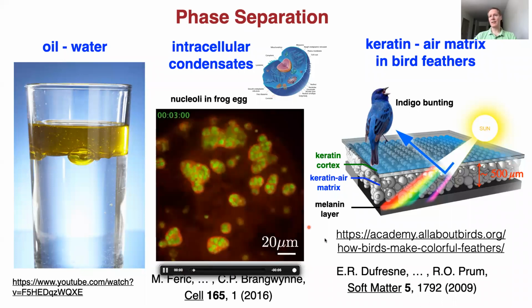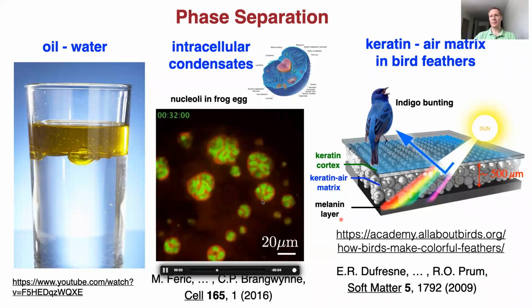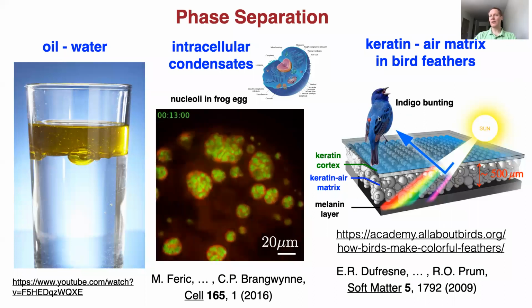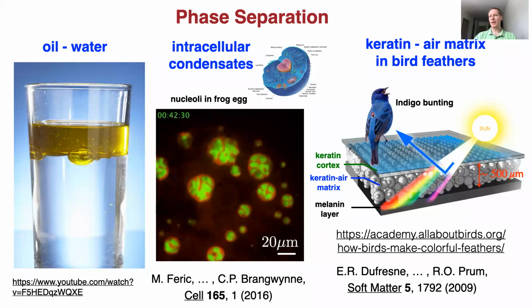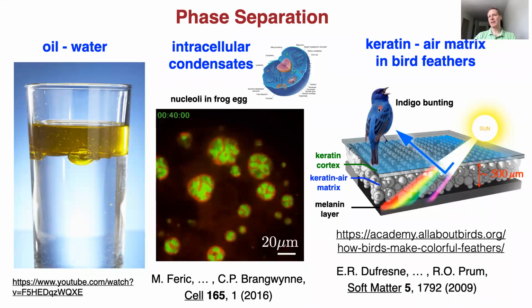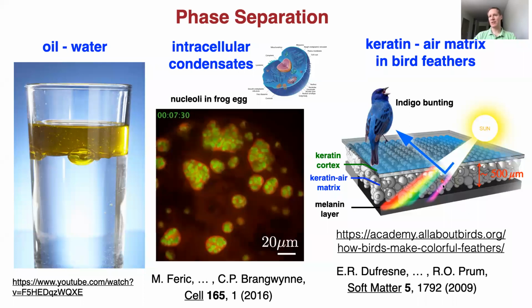And another interesting place where phase separation shows up is in the context of structural colors. Here you see a bird called the indigo bunting, but the blue color of this bird is not coming from a pigment, but rather from a structure. In fact, for biology, it's very hard to create a blue color. So if you see a blue color, it's often coming from structural color.